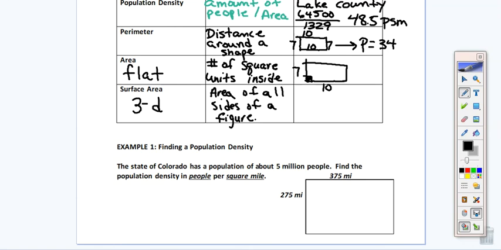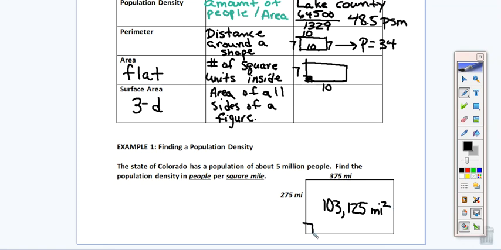Okay, the 275 times 375, what are you trying to accomplish there? Get the area. Okay, so we look at Colorado here, and we think, it looks like a rectangular state. What is 275 times 375? Anybody want to punch that up for me? It's 103,125. What kind of unit is this then? Square miles. Square miles, yep. Okay, so that's how many square miles.